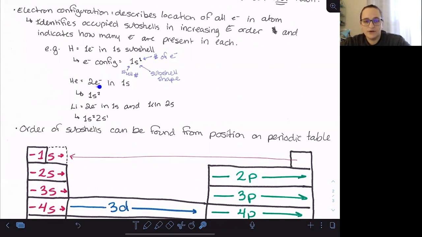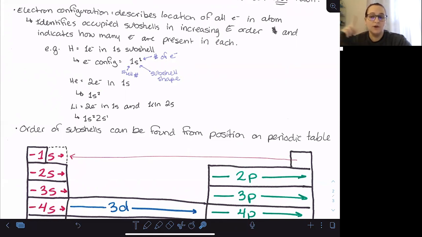Going on to helium, we have 2 electrons that we need to put in the lowest energy orbital, which is the 1s. So this would be written as 1s2. They're in the same subshell, but we now have 2 electrons in there instead of 1. Moving on to lithium, we have 3 total electrons that we need to place. The first 2 can go in the 1s orbital, but then after that, the 1s is full. The Pauli exclusion principle tells us that an orbital can hold a maximum of 2 electrons.